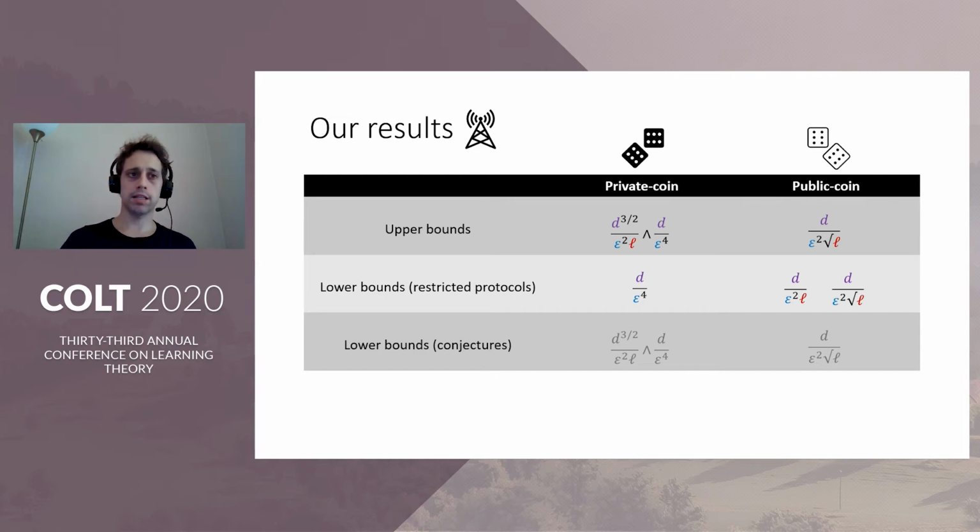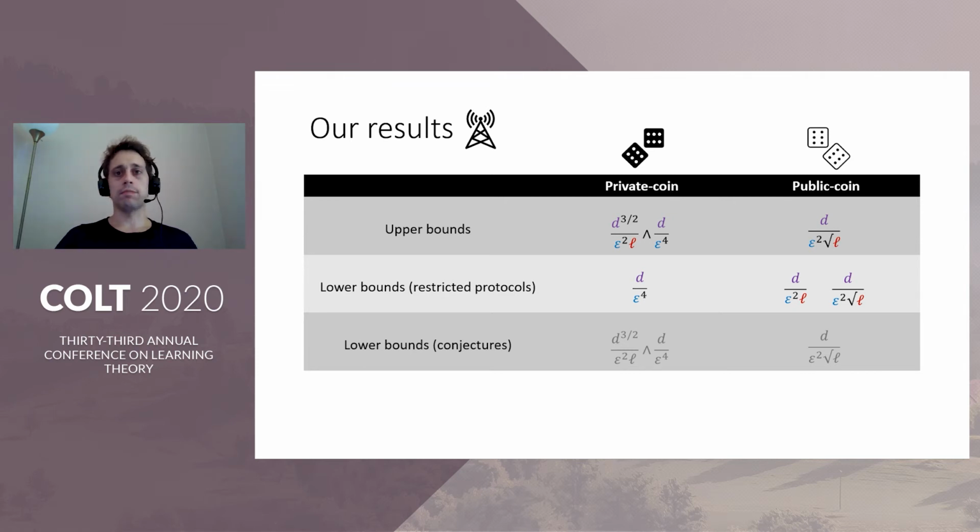So to pass these upper bounds, for private coin protocols, we give two algorithms: D to the 3/2 over epsilon square L, take that, and the minimum with D over epsilon 4 users are sufficient. And you can see the first term as square root D over epsilon square times D over L, meaning this is the thing without constraint multiplied by a blow-up factor due to the constraint, which is D over L.